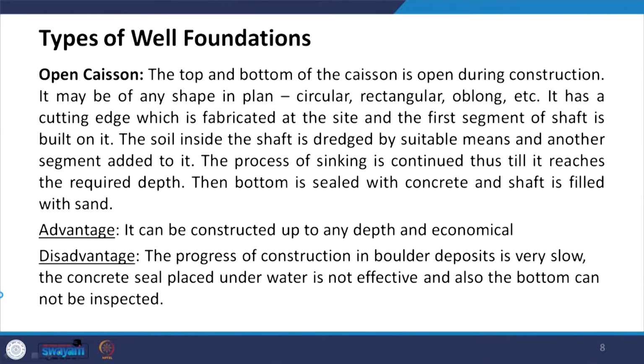The top and bottom of the caisson are open during construction. It may be of any shape in plan: circular, rectangular, oblong, etc. Most of the wells have circular cross sections, but there could be situations where it is rectangular or elliptical or oblong, that means longer in one direction and smaller in the other direction. An open caisson has a cutting edge which is fabricated at the site, and the first segment of the well shaft is built on it.